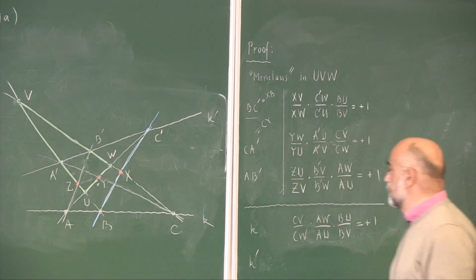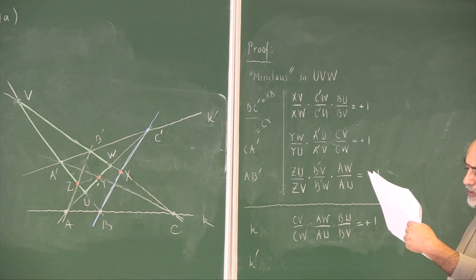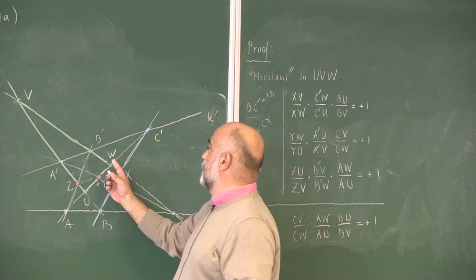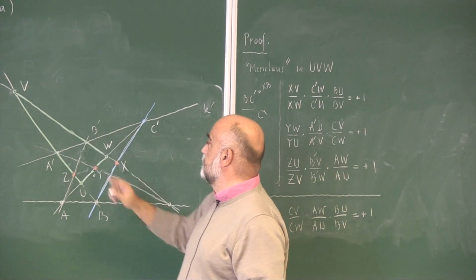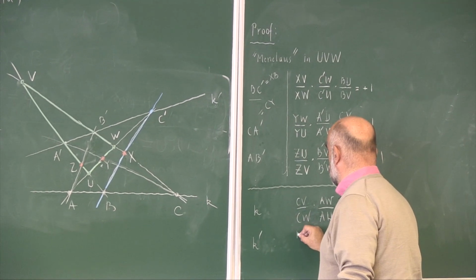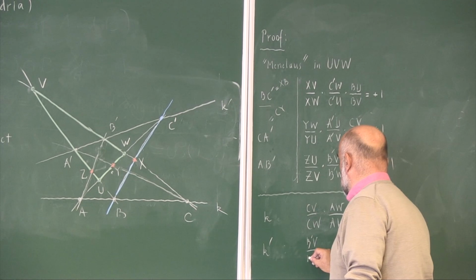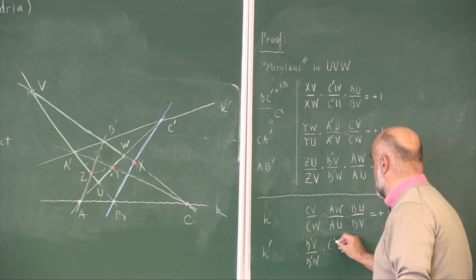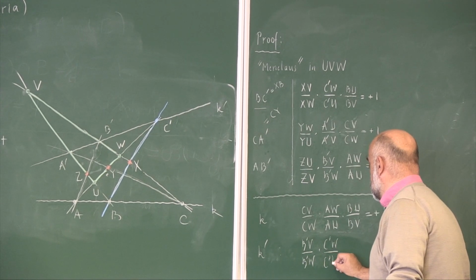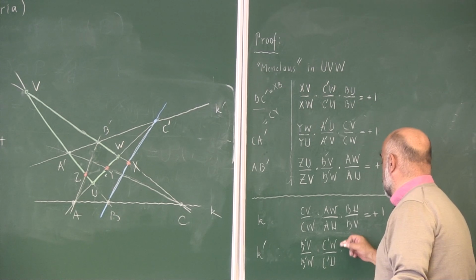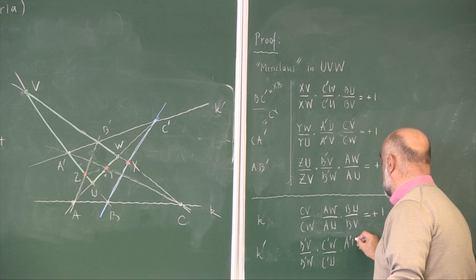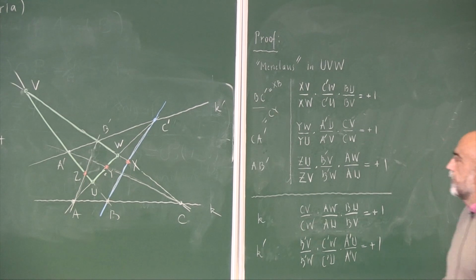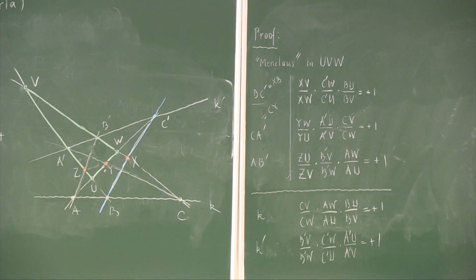With K prime, I shall write not exactly the same equations, because the side VW contains this time no longer C prime but B prime. So you shall move a little bit: B prime V, B prime W, and C prime W, C prime U, and finally A prime, moving one back, U, A prime V equals +1.